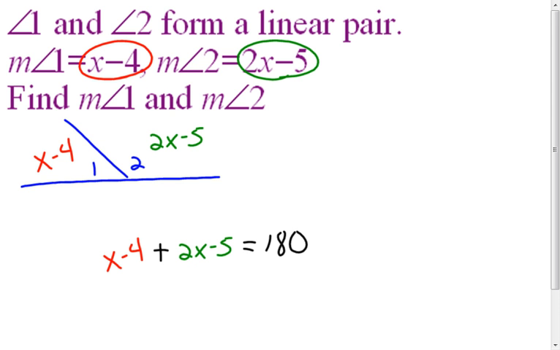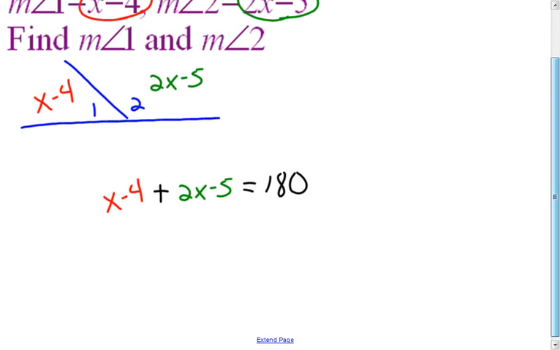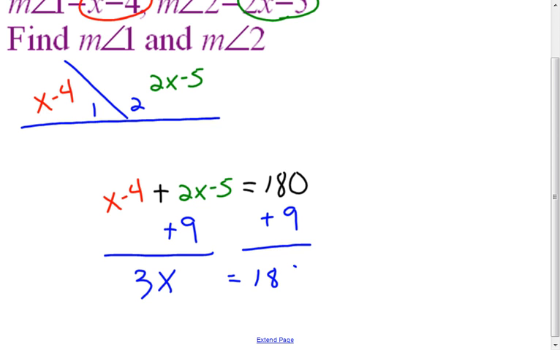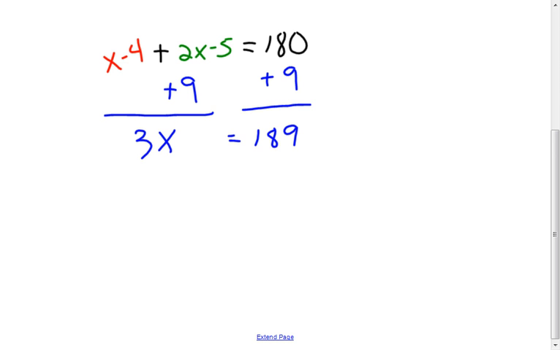I have an equation again, now all I need to do is solve it. So the first thing I'm going to do is add 9 to both sides. The reason I added 9 is because if I take this minus 4 and the minus 5, add 9 to it, now I'm left with 0. So this whole left side ends up being the x plus 2x, which is 3x. Over here I'm left with 189. Continue on, solving my equation. Divide both sides by 3. I find out that x equals 63.